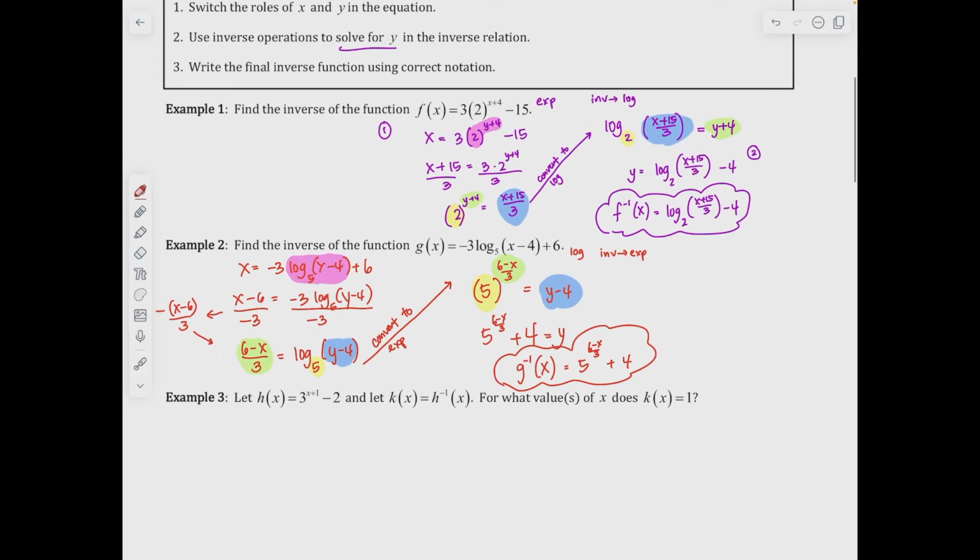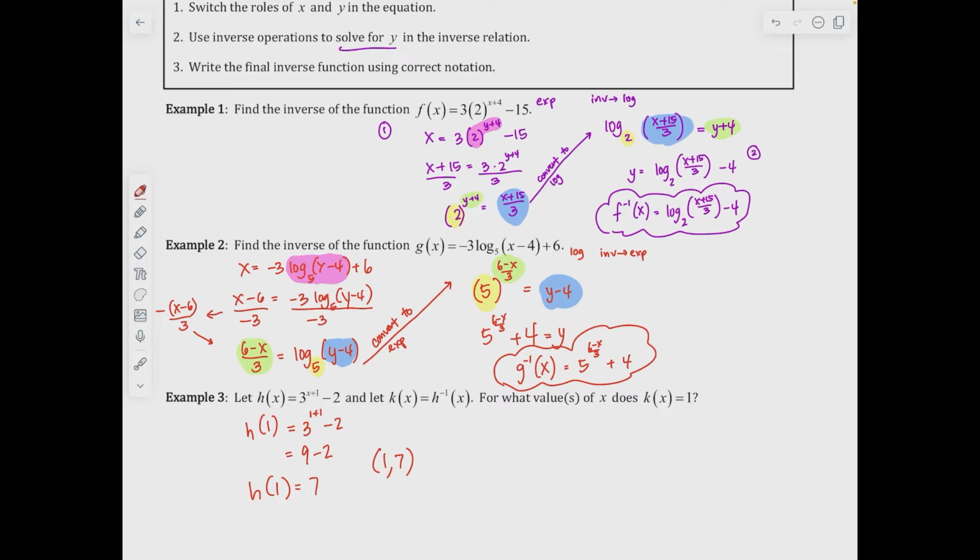Okay. Last one for this page, let h of x is equal to 3 to the x plus 1 power minus 2, and k is h inverse. So the question is, for what value does k of x equal 1? Okay, so if I want to figure out what k of x equal to 1 is, the first thing I'm going to do is find out what h of 1 is. So when I do h of 1, I get 3 to the 1 plus 1 power minus 2. So that's 3 squared, that's 9 minus 2. So that means that h of 1 is equal to 7.